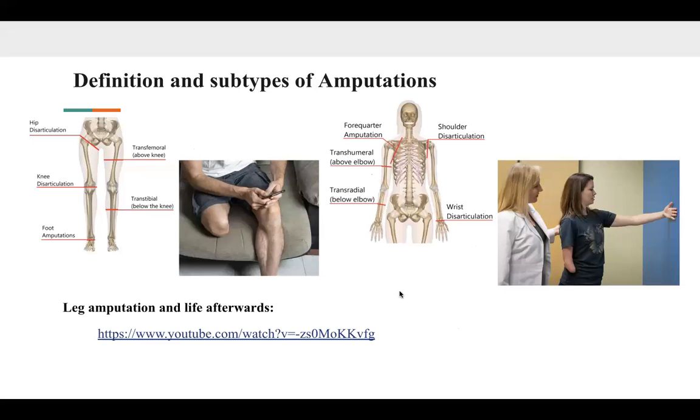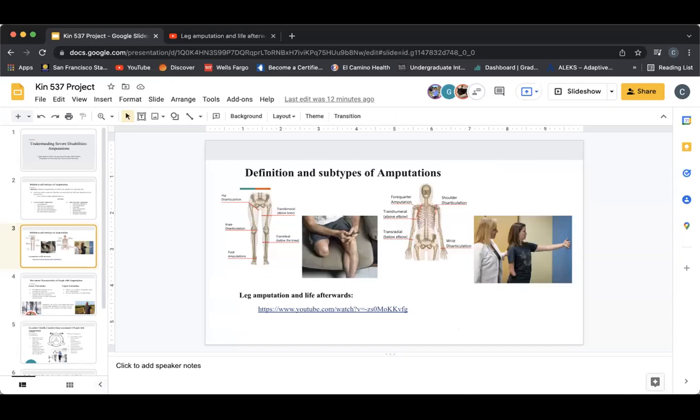And this is a video clip of a person recovering or learning to adapt to their amputation.